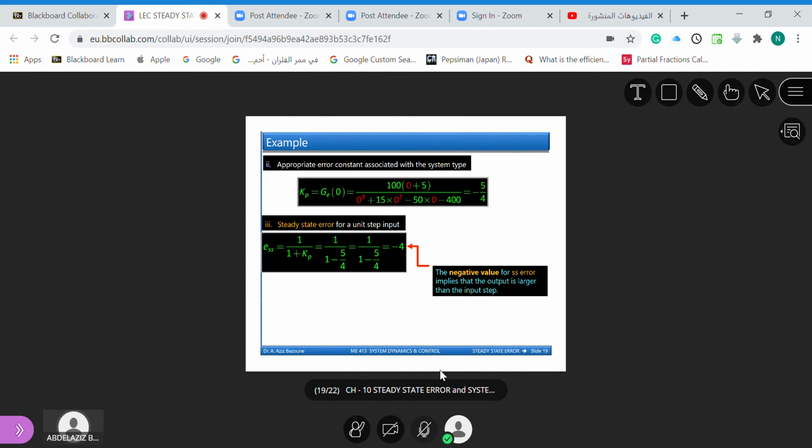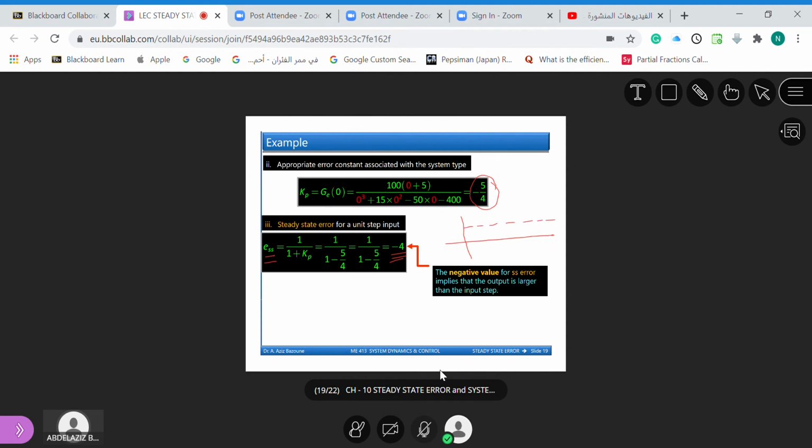So Kp, the appropriate error constant now, since the system type is 0, Kp will be G(0). Always we look to G(0). Kp will be minus 5 over 4. And the steady state error will be 1 over 1 plus Kp, or 1 over 1 minus 5 over 4. At the end of the day, you end up having a negative value here. Negative value means that the output goes beyond the step input.